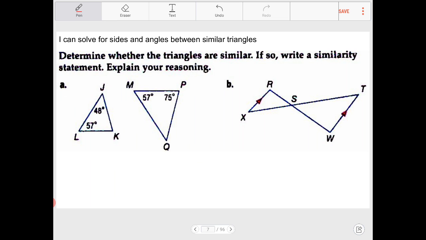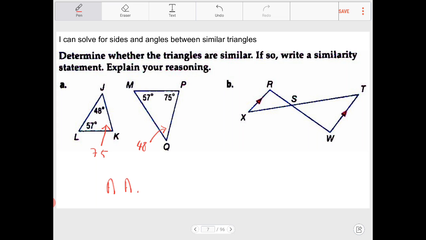Hopefully you guys had some time to think about this. Upon inspection here, I immediately noticed that the missing angle there is 75, and the missing angle over here is 48. So yes, all the angles are in fact congruent to one another, so therefore these two triangles are similar. One is the dilation of the other. These two triangles are similar.